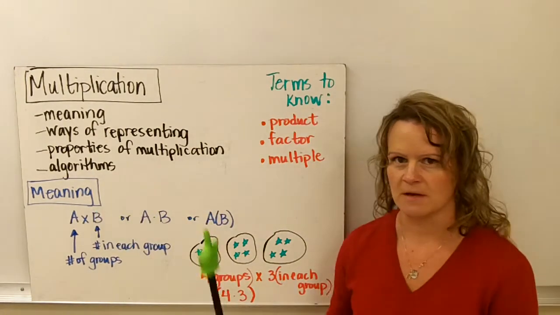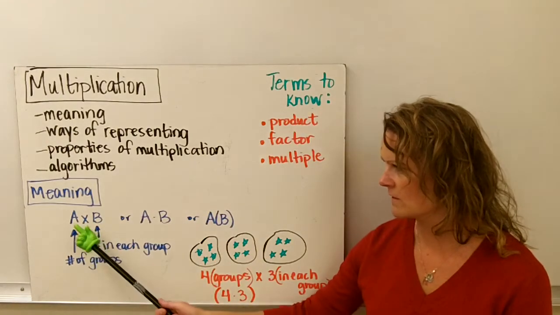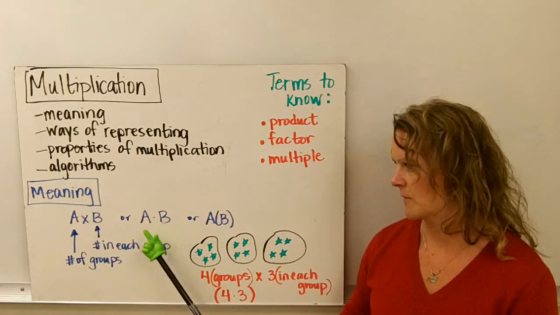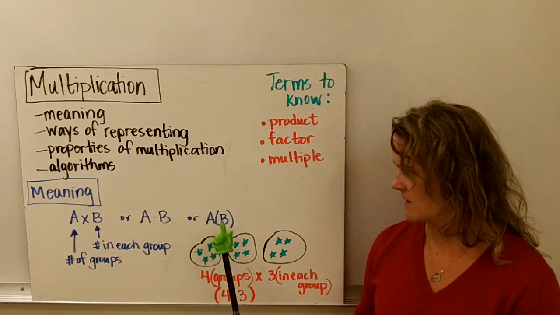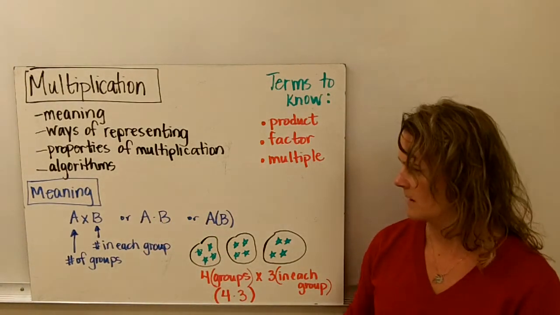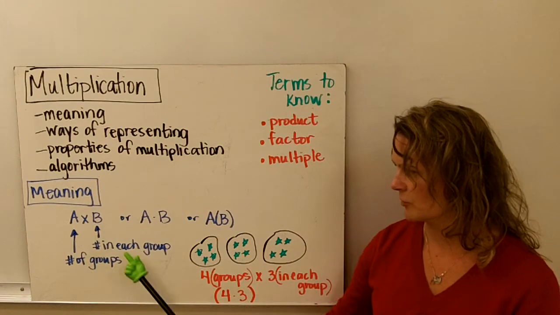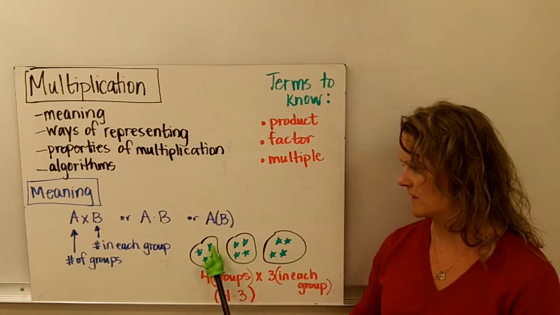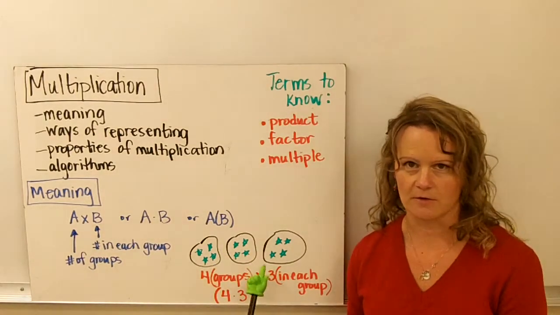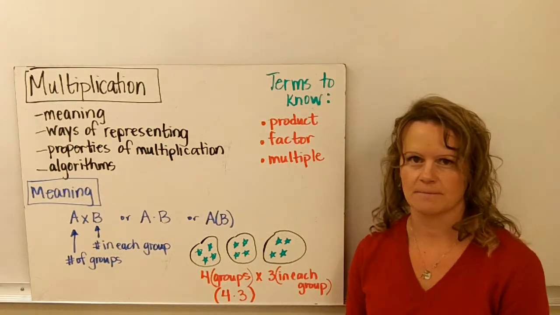Alright, so let's just start with the meaning of multiplication. We know that a times b also can be written as a with this notation times b, or this notation a times b. And this can simply just mean the number of groups times each group. So for example, in this example, we have 3 groups and there are 4 in each group. So we could simply model 4 times 3 in this fashion.